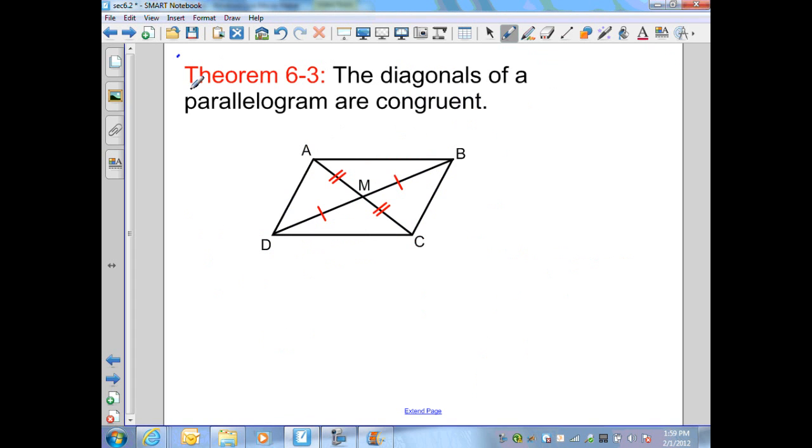Theorem 6.3. The diagonals of a parallelogram are congruent. Given parallelogram A, B, C, D, I'm given diagonals being AC and segment DB. Recall, a diagonal is a segment that intersects the vertices of the opposite angles. And in this situation, theorem 6.3 states that the diagonals are being bisected. Therefore, segment AM is congruent to MC, and DM is congruent to MB.